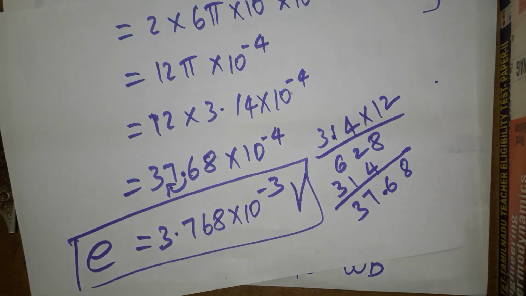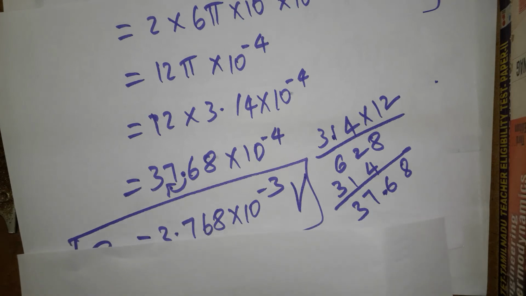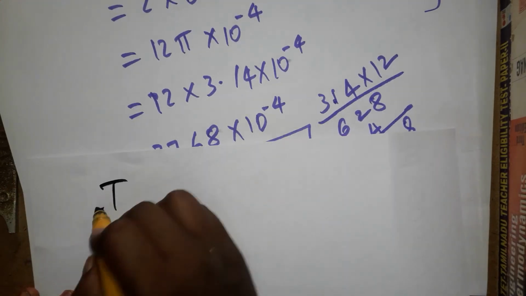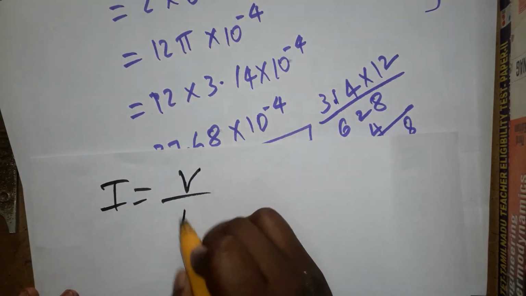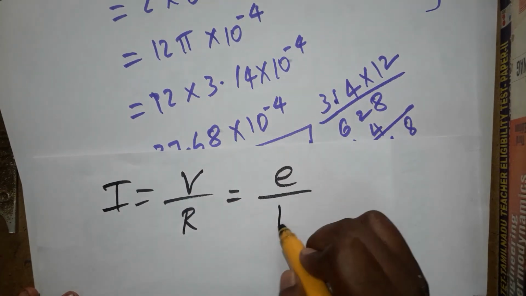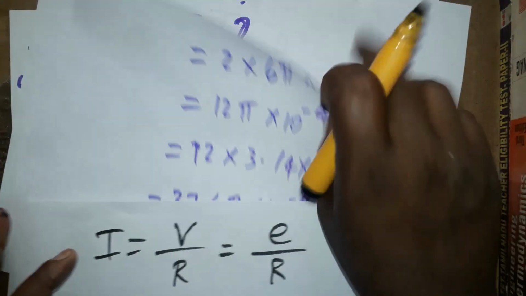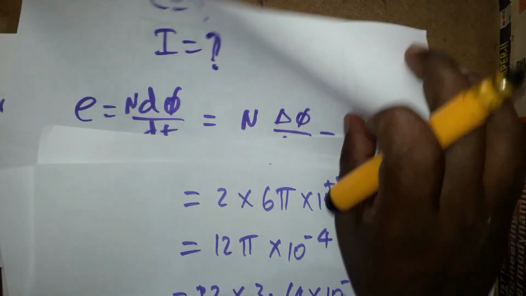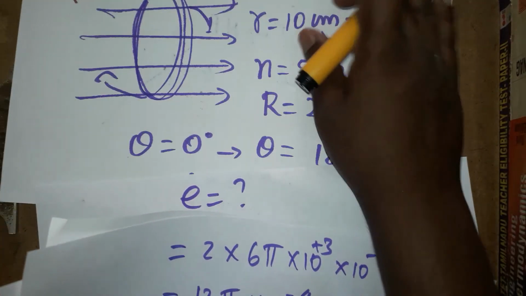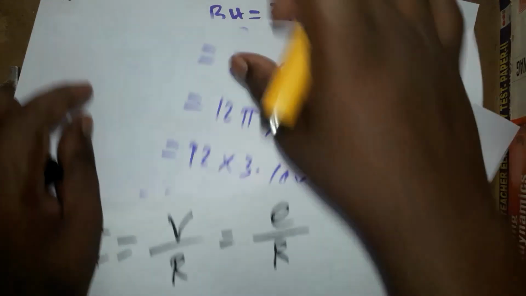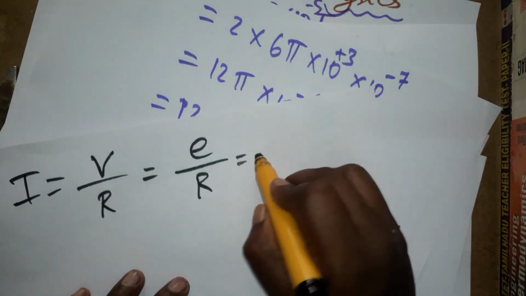Then after EMF we should find the current. Current is equal to volt by resistance. So here, EMF by resistance. EMF is also a voltage only. So the SI unit of EMF will be volt. Now resistance is given as 2 ohms.